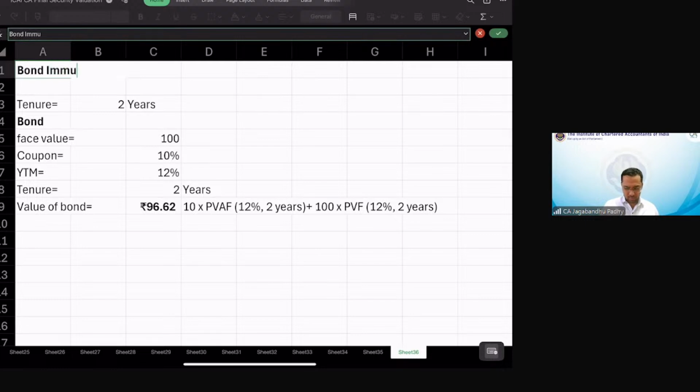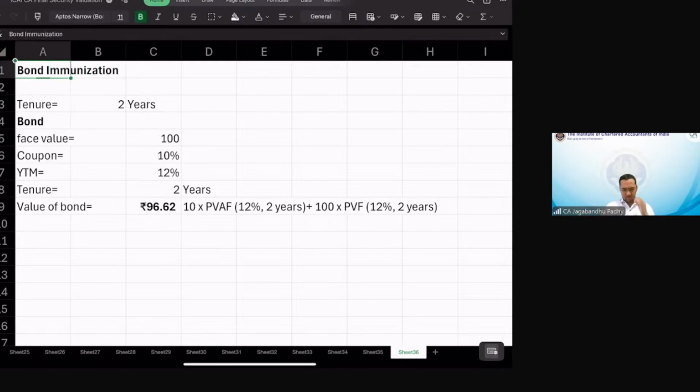by first understanding why we need to immunize our bond. Okay. Now we need the money after 2 years. We will need the money after 2 years. So today, if I'm going to invest, let's say 96.62 in this bond, what is the expected cash flows?